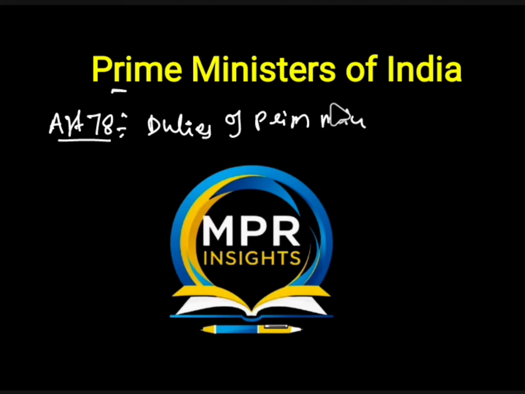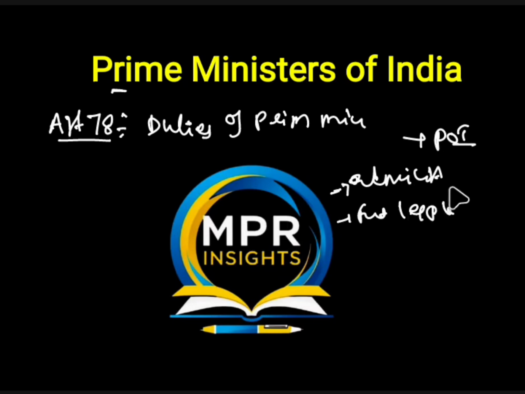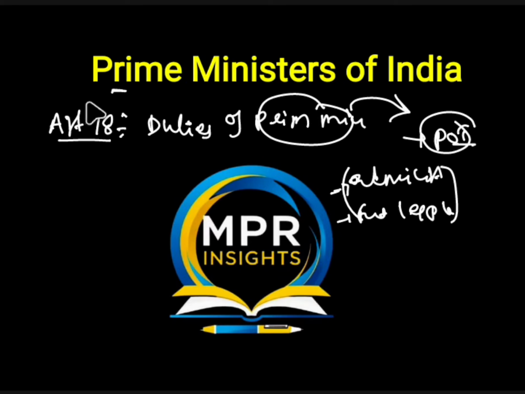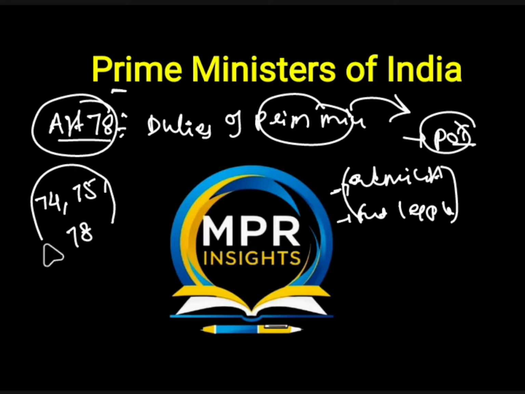For furnishing information to the President of India about administrative activities and also future legislative plans. So if the President seeks any such information from the Prime Minister, he has to provide that information mandatorily. This was the constitutional provision. So Article 74, Article 75, Article 78, these three provisions were important for the office of Prime Minister of India.